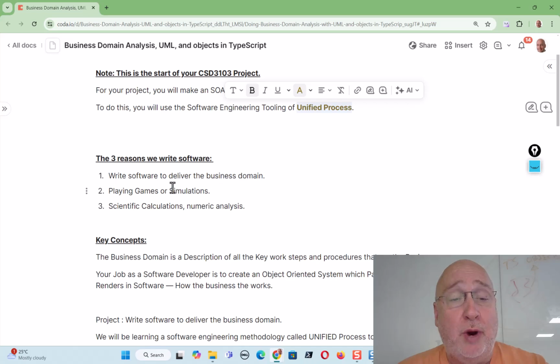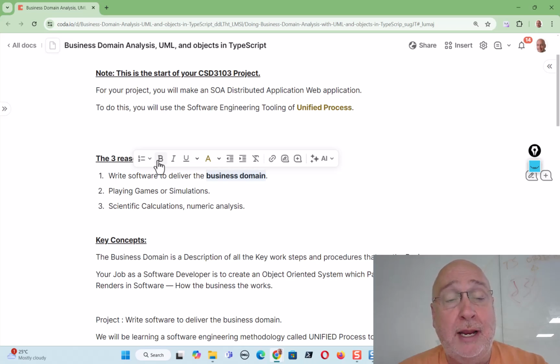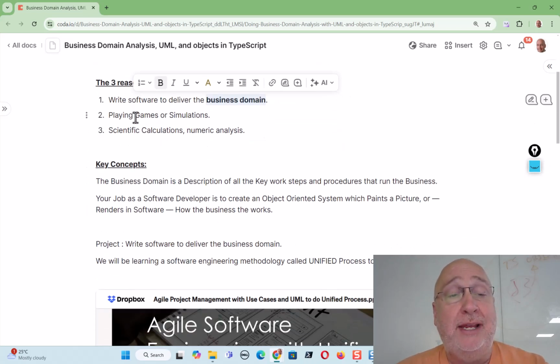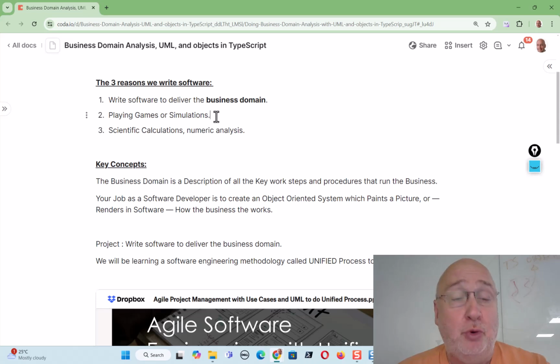3 reasons we write software. The main one we do at work is to write software to deliver the business domain. So therefore, we need to understand what the business domain is. That will be your lab next week to take your assigned business domain and do an OOAD, object-oriented analysis and design on it. Another reason could be playing games or simulations, right, to learn more about how business or other processes work. You could write objects to simulate a situation. We're not going to get into that here, but you could.